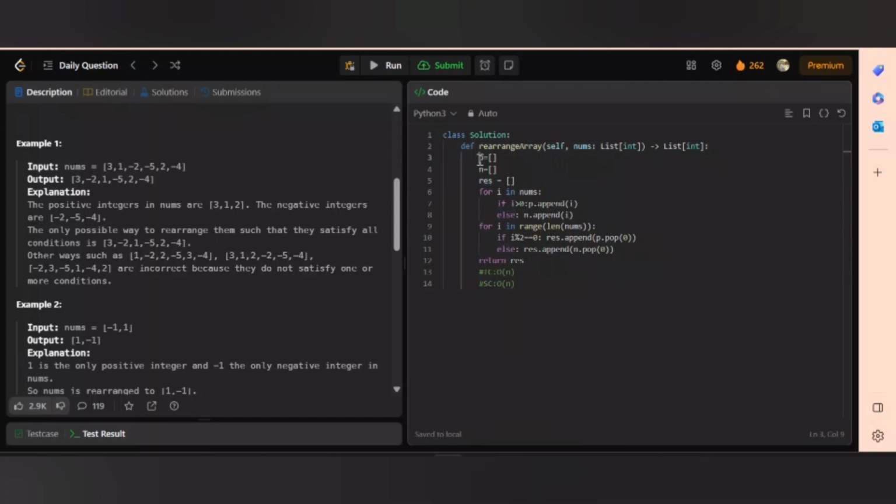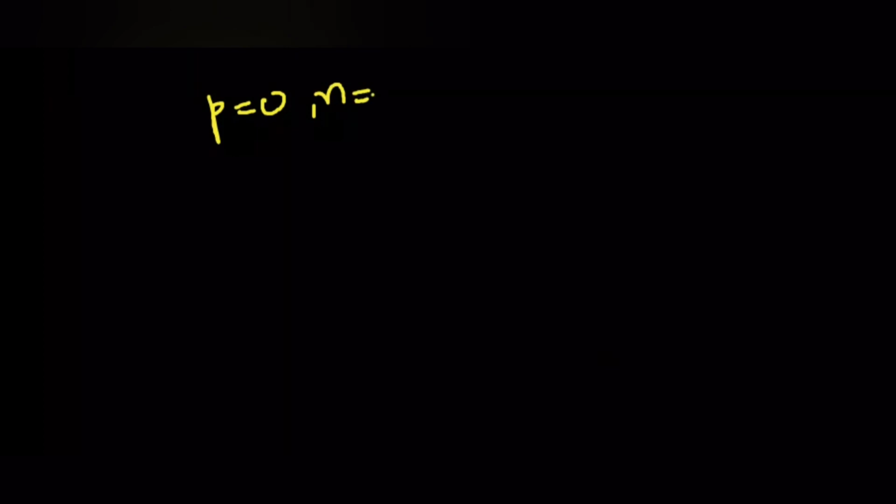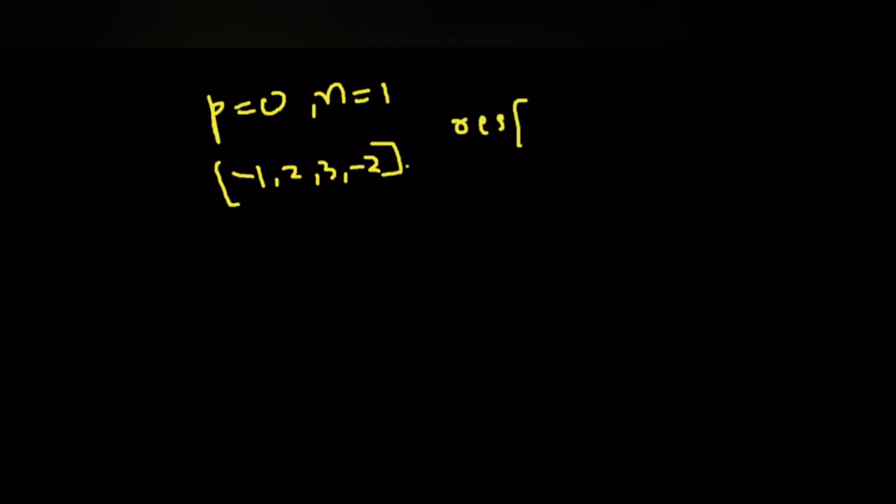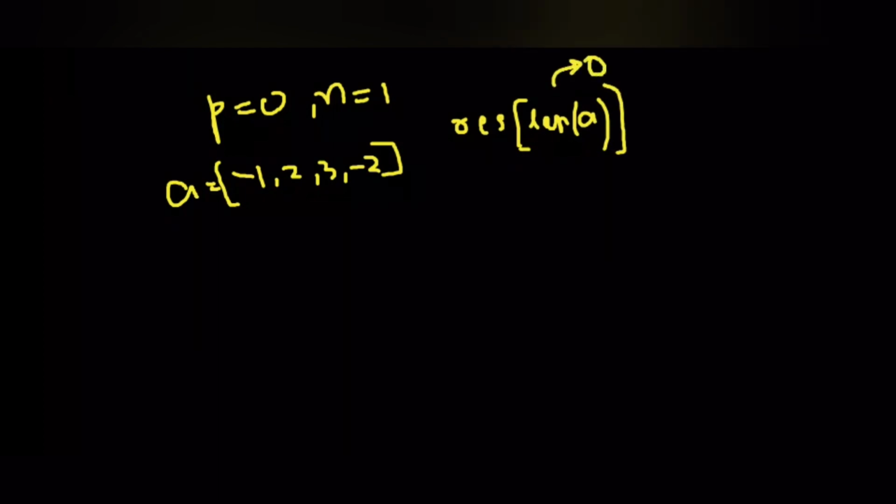Okay, let's move to the optimal one. So the approach is, we'll take a single pass, and first we'll take a positive index at 0 and a negative index at 1. Let's say -1, 2, 3, -2 is the array. We'll take a resultant array of the length of this array, which stores 0 in all the indices.